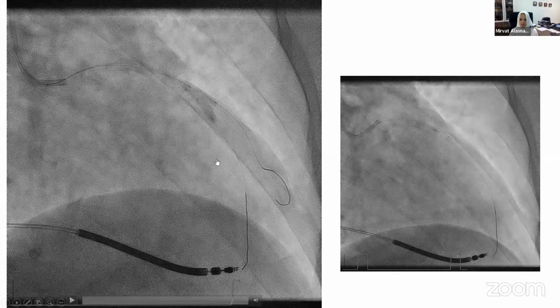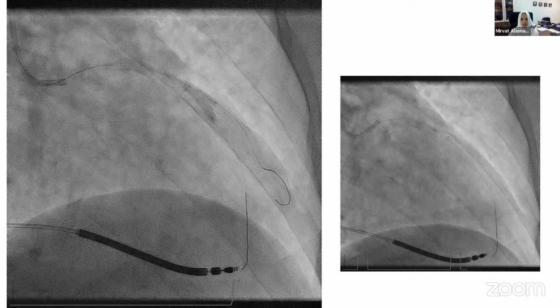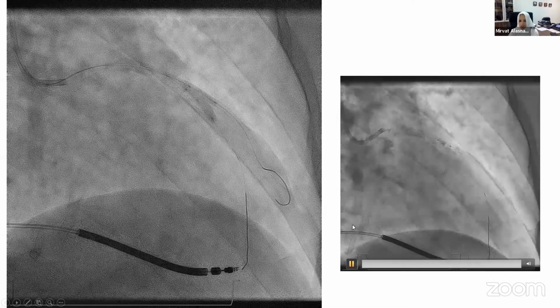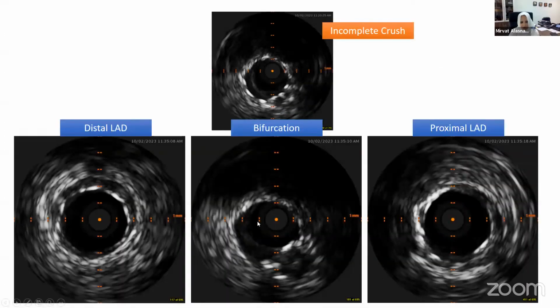So this is an imaging session. It's not really a DK crush or a bifurcation session. We did our 2-stent strategy. This is the final kissing inflation, and then we're positioning our balloon for proximal optimization to do the POT. And then went ahead and did our intravascular ultrasound.